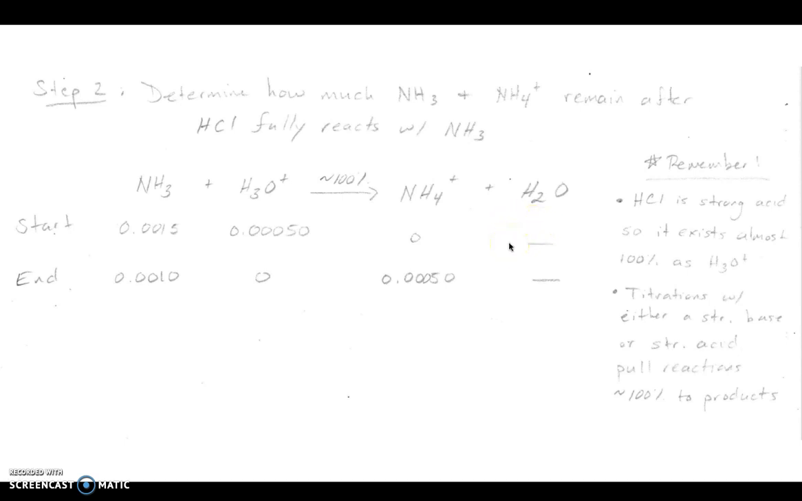One of the first assumptions we talked about in chapter 17 is that if we're doing a titration with either a strong base or a strong acid, that strong acid or strong base is going to pull this reaction all the way to the products. So what I see here is that hydronium, or HCl, is going to be my limiting reagent. I have less of it than the ammonia, so that's the maximum amount that can react. When it's done, because the reaction is pulled all the way to the products, I have 0 moles of H3O+ left.